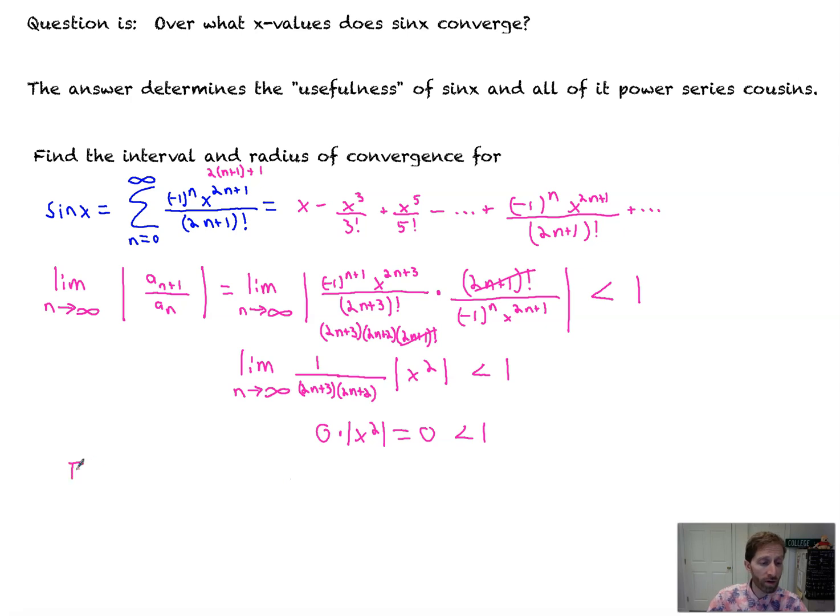So therefore, the interval of convergence, I'm going to abbreviate it as IOC, I wouldn't do that on a test though, is all real numbers, negative infinity to infinity.